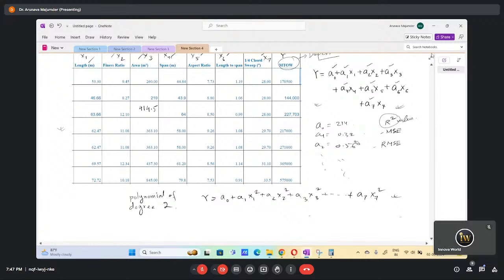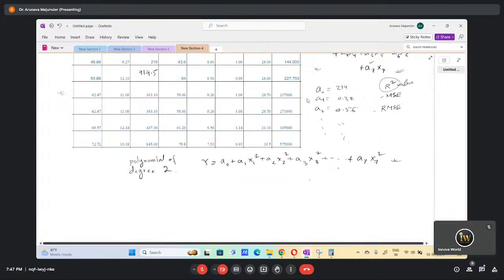If you are going for the logarithmic model, you can consider it like this: a0 plus a1 log x1 plus a2 log x2 plus a3 log x3 plus a4 log x4 and so on, plus a7 log x7.